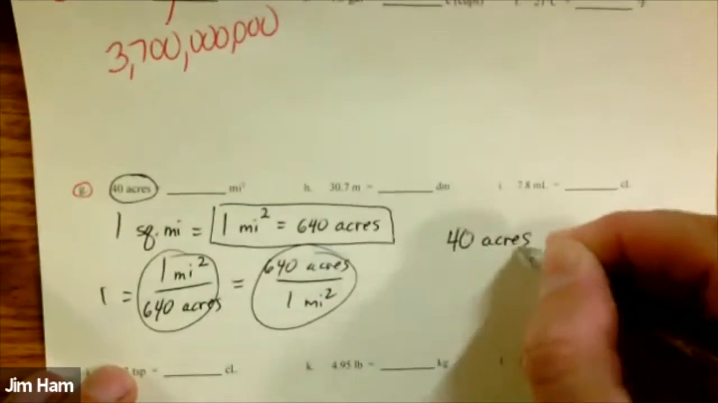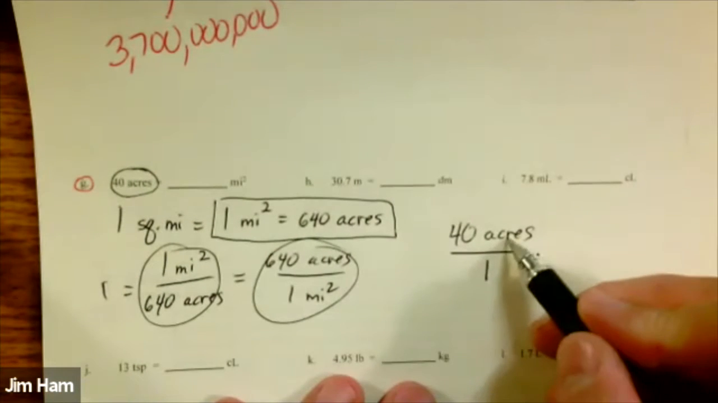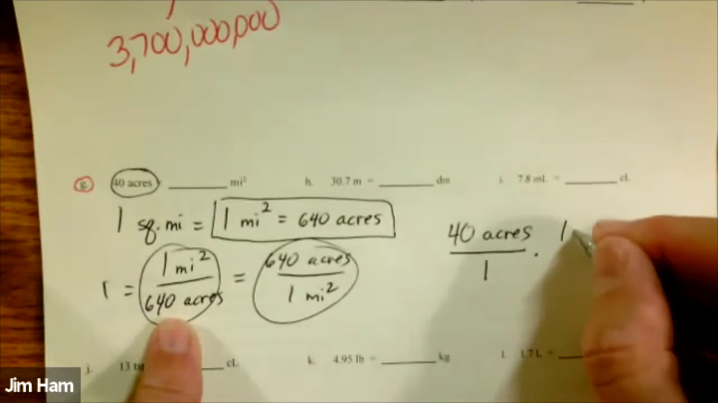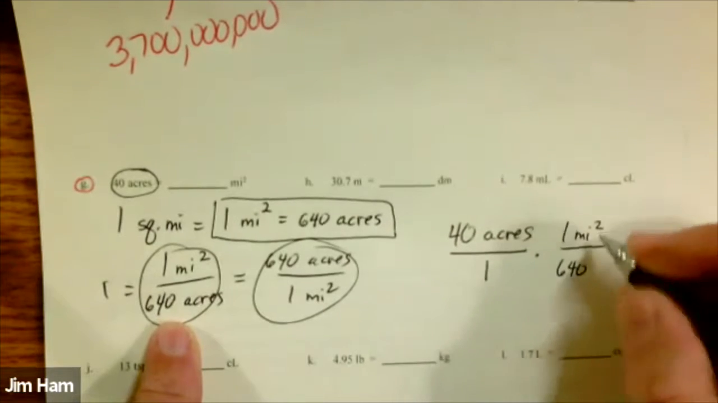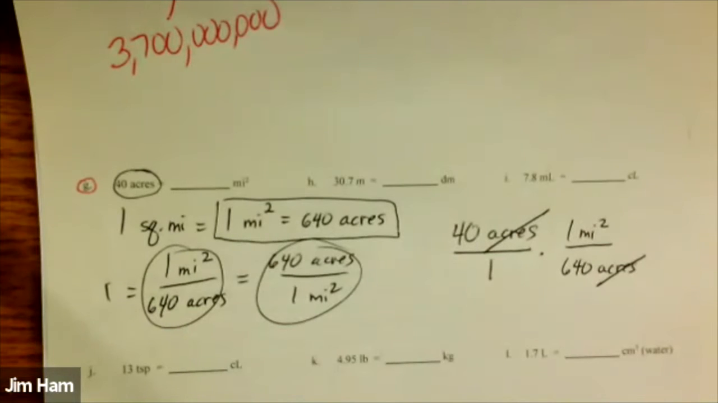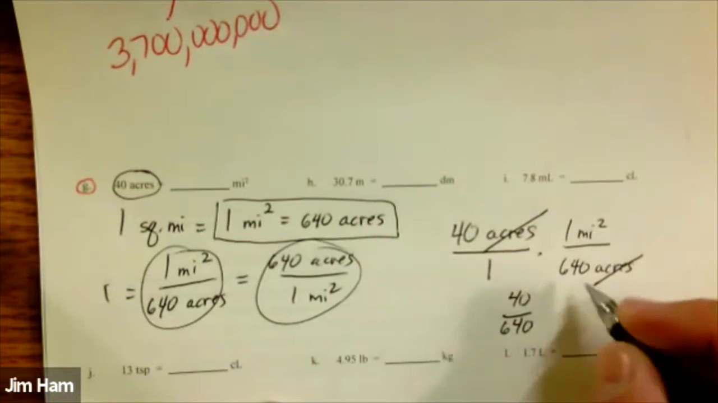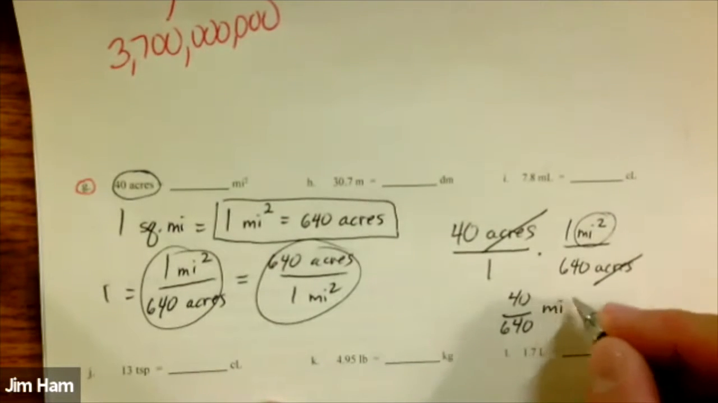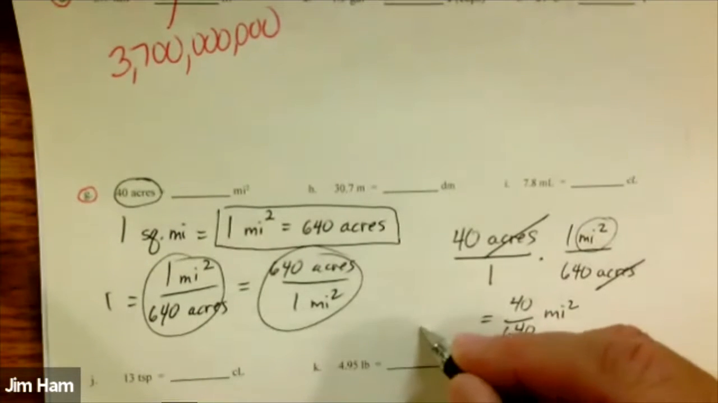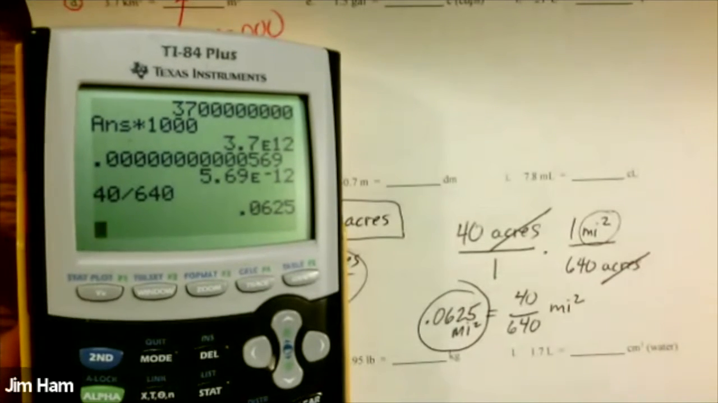So we start with 40 acres and just put it over 1. You're going to do some canceling here, and you want to cancel out acres. So you want to select the one that has acres in the bottom, and that's this one here. 1 square mile is equal to 640 acres, and that will enable you to cancel out the acres. Multiply all the numbers in the numerators, multiply all the numbers in the denominators, and then divide. The only unit remaining is square miles. 4 over 64 would be like 1/16, and I believe that is 0.0625 square miles. So just a fraction of a square mile is 40 acres.